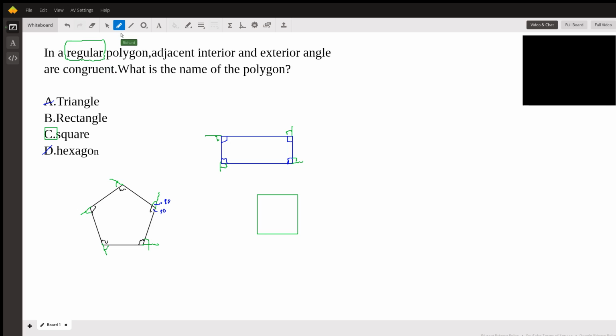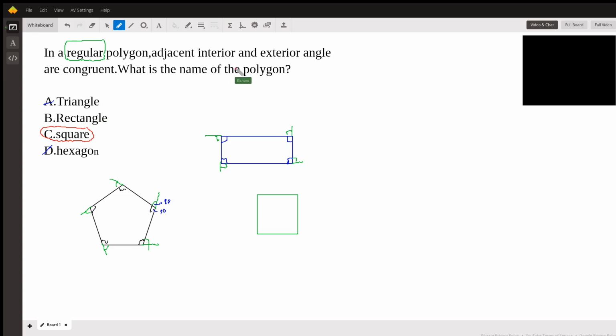Oops. I shouldn't have done that. It was in the wrong tool. Let me just change the color. So here we are. Here's our answer, the square.